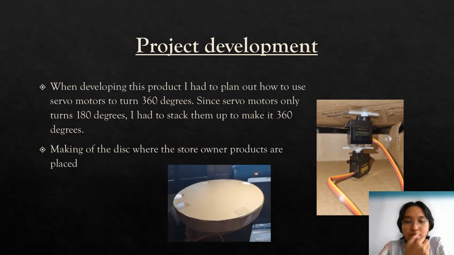So basically for the disk, I'll be using two servo motors. And since the servo motors only move 180 degrees, I had to stack them up so that when one motor moves 180 degrees, the other one will also move 180 degrees so that it will make a full 360 degrees. This photo below shows the making of the disc where the store owner will place the products.